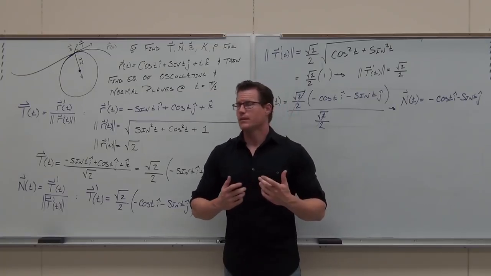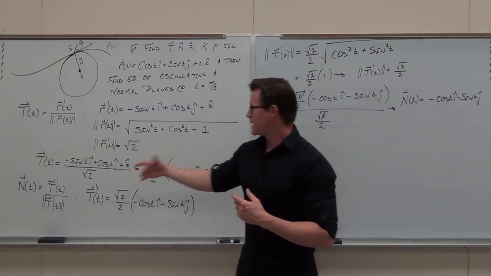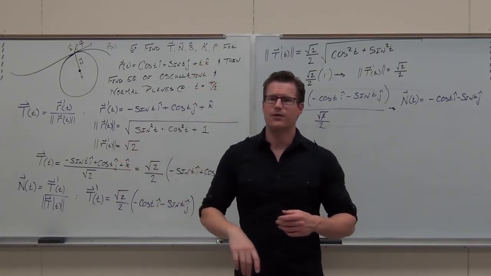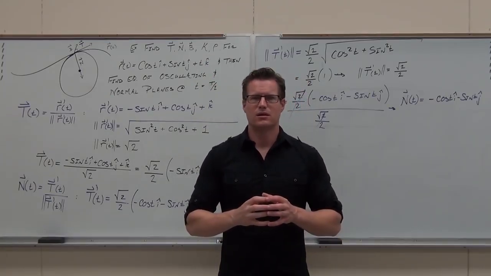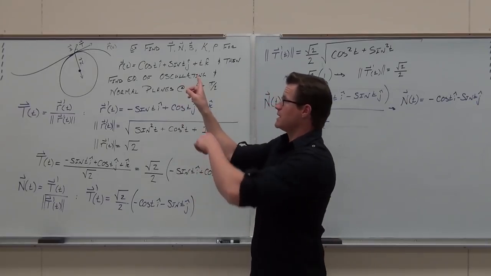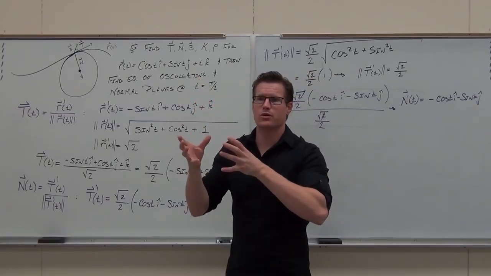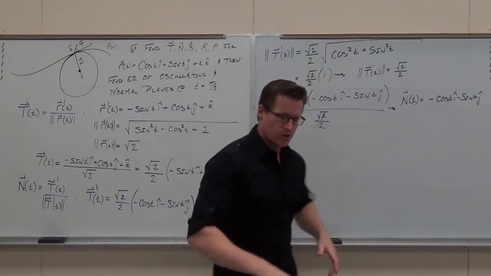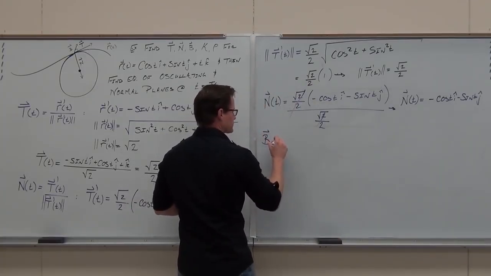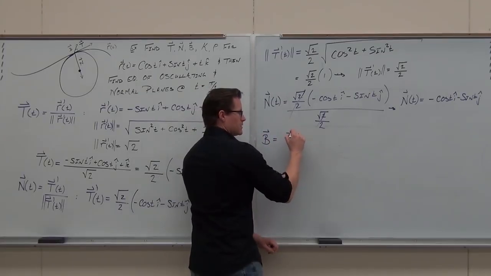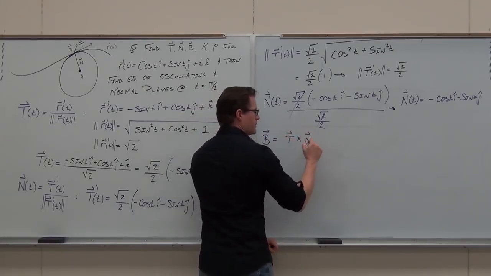Now, we found T, a lot of work, found N, a lot of work. Can you go ahead and find the unit binormal? How do you do that? Do you remember doing that? Cross product. Yeah, that's right, because if we have T and N, and we want something that's mutually orthogonal, a cross product gives us that. So when we find our B, this is equal to T cross N.